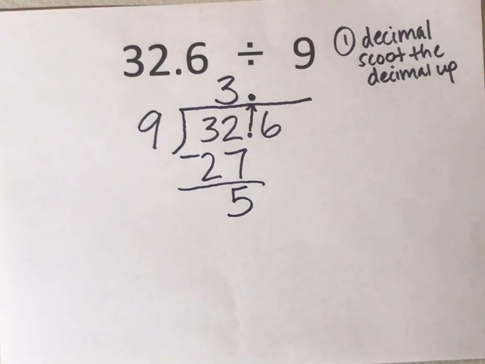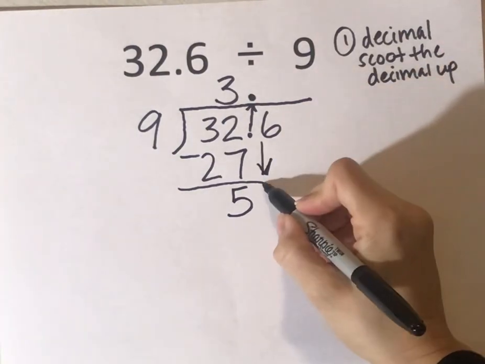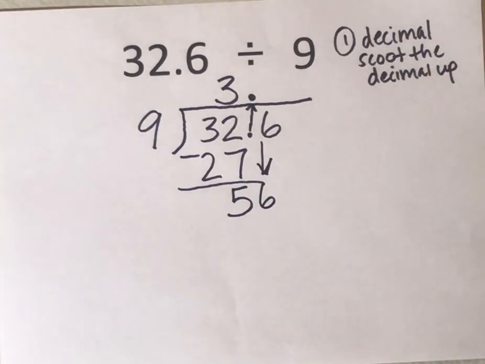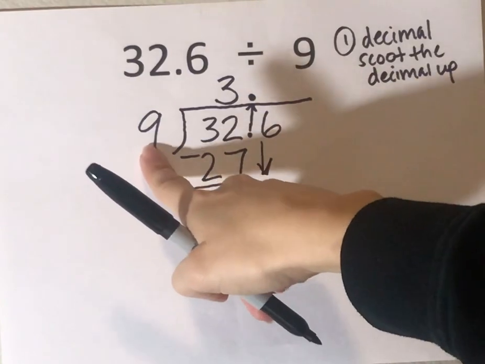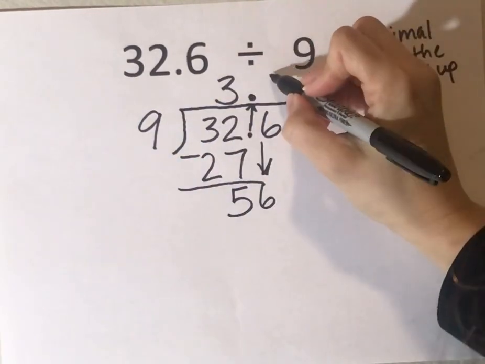Okay, next step in division is we bring down. So that becomes a 56 now. Okay, we need to keep going. So we need to then divide again. 56 divided by 9 goes in 6 times.